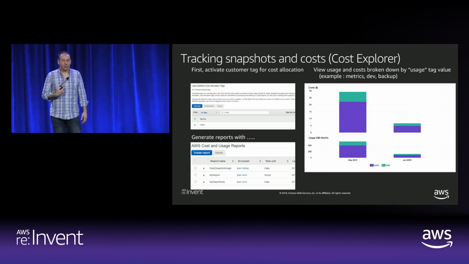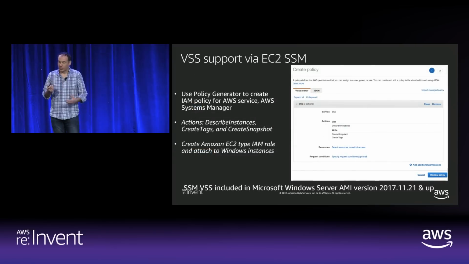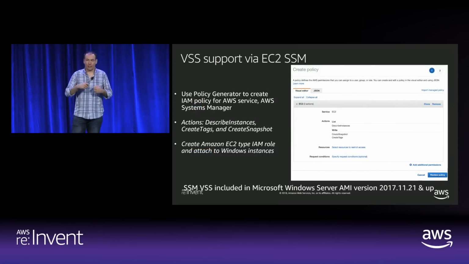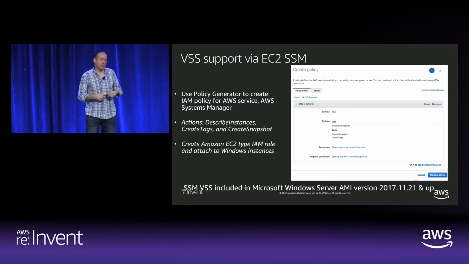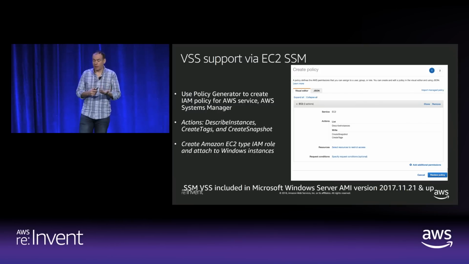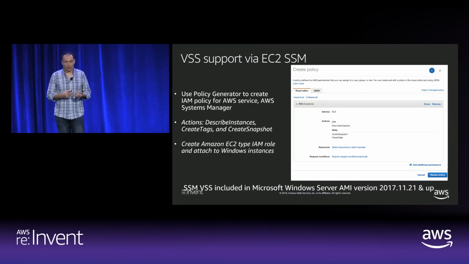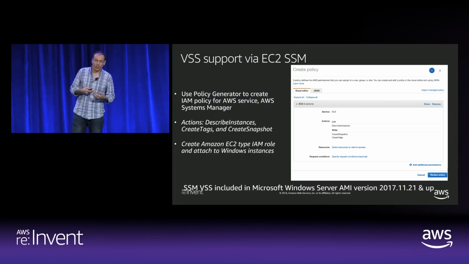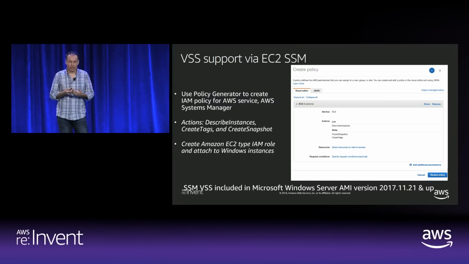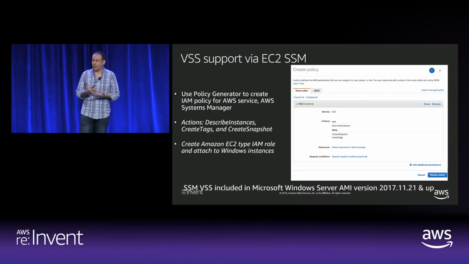Now, I mentioned that EBS snapshots are crash consistent. Most applications can deal with that. It's like pulling the power plug out of your computer, and so there might be some log. The log will replay, and it'll fix itself. But if you need application-consistent snapshots, you can do that on Windows through EC2 SSM. And so we integrate with VSS now. So all you have to do is use the policy generator, create an IAM policy for AWS, allow describe instances, create tags, and create snapshot, and then attach that to your Windows instance. And this has been available since last fall.